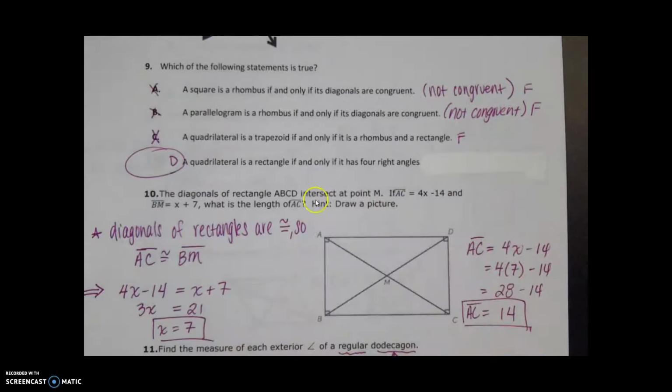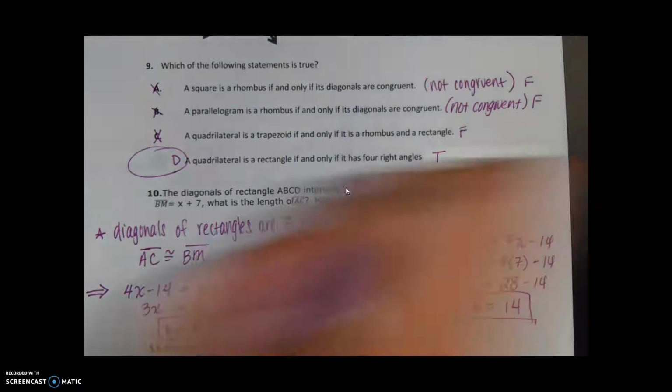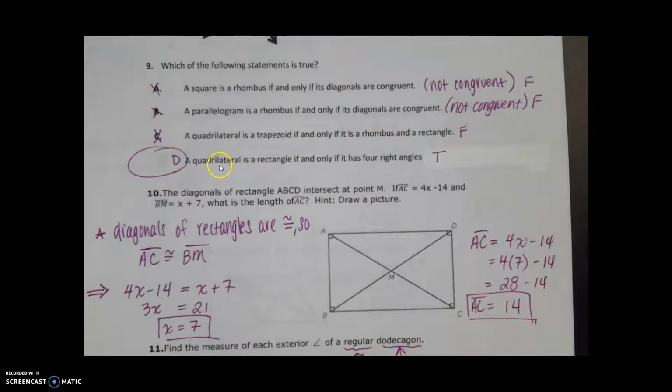And D, a quadrilateral is a rectangle if and only if it has 4 right angles. This is true. All right, and the justification is if you have a 4-sided figure that has all 90-degree angles, it is a rectangle. Now, some of you might be saying, well, what about a square? A square is a rectangle, so this is still true.